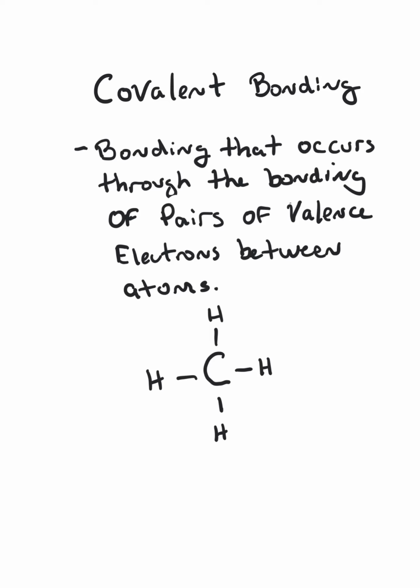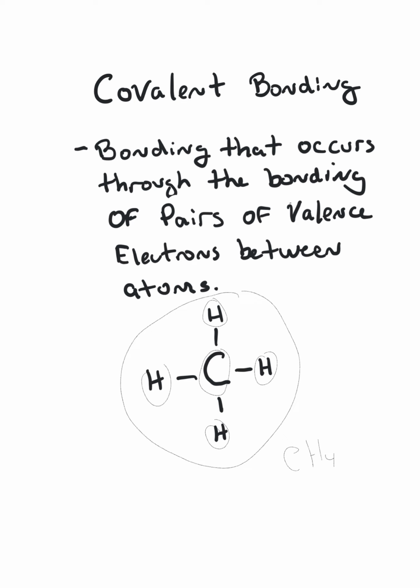Covalent bonding. Covalent bonding is bonding that occurs through the bonding of pairs of valence electrons between atoms. So I've drawn an atom here. This is methane, CH4.